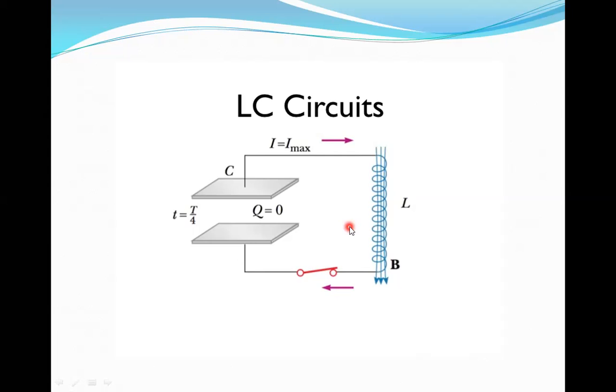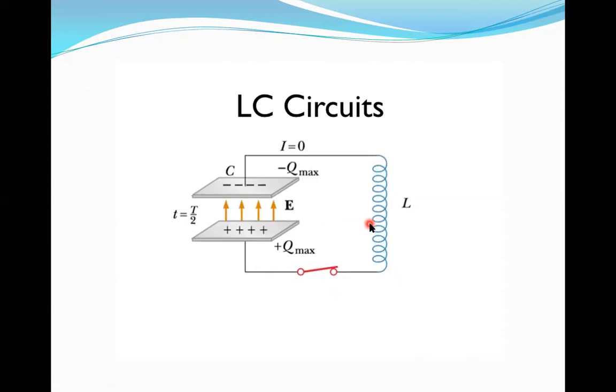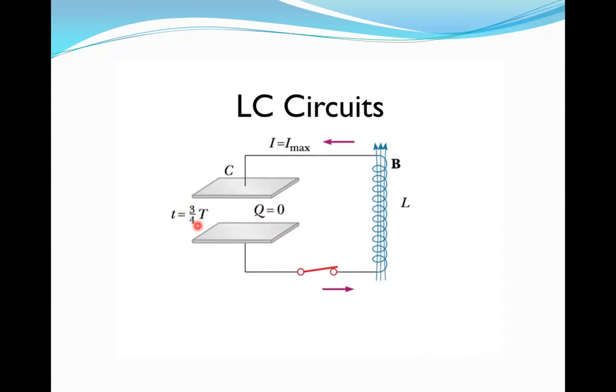So earlier there was an electric field, now a magnetic field. Again an electric field is generated, but the direction is reversed, when t is equal to capital T by 2. Then if you take t is equal to 3 by 4th of capital T, there is a magnetic field and the charge on the condenser is 0.